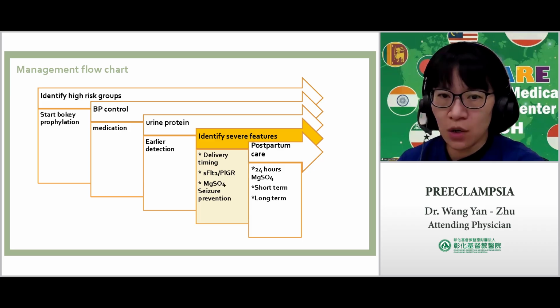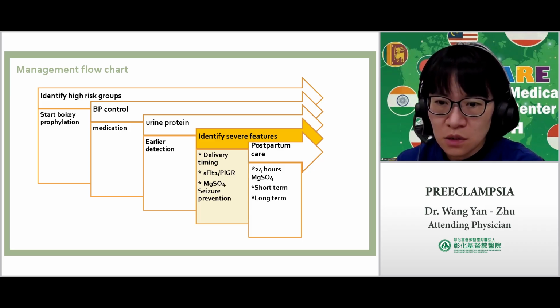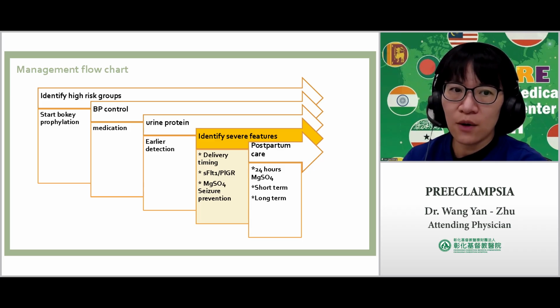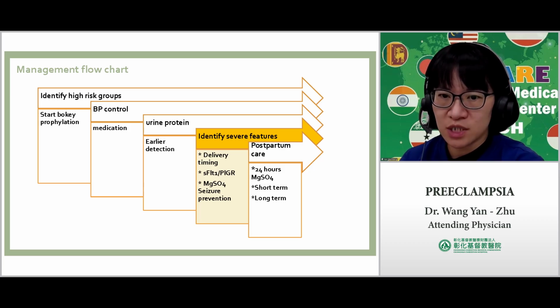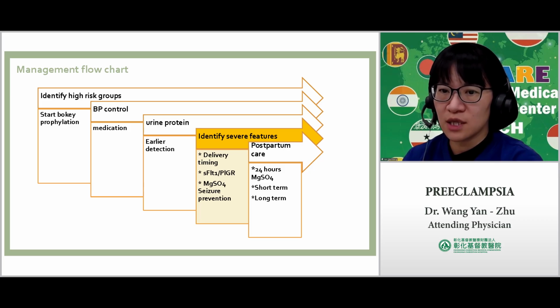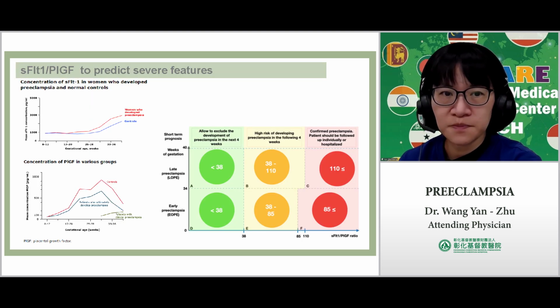Okay, so now we know that we can use urine protein for earlier detection. Now we have to come to the important part: we have to identify the severe features, and then we have to decide when we do a delivery, and we have to decide when we give them magnesium sulfate for seizure prevention. All the important things here we are going to discuss in this chapter.